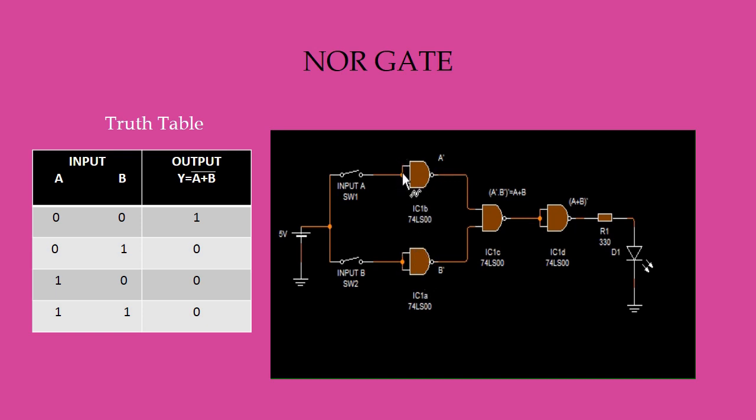From this 2 input line where it is shorted, one input line is connected with switch 1, which acts as input A, and from this input where it is shorted, it is connected with switch 2, which is referred to as input B. Input A and input B are connected with the positive potential of the 5 volt power supply, and the negative potential of the 5 volt DC power supply is connected with the ground terminal.